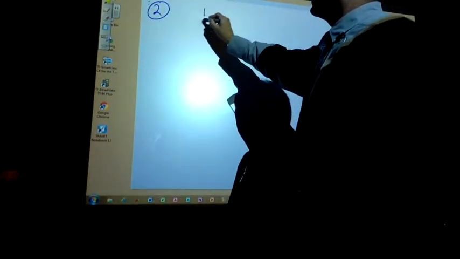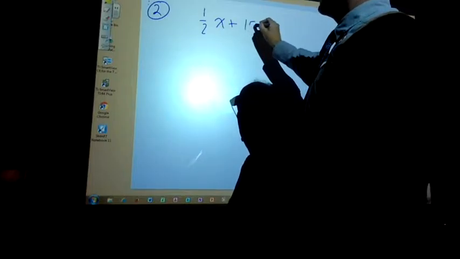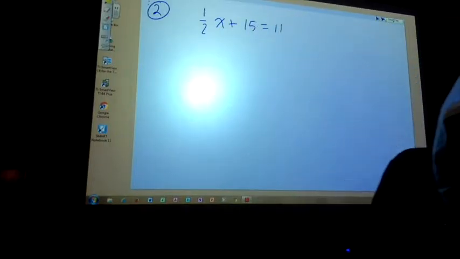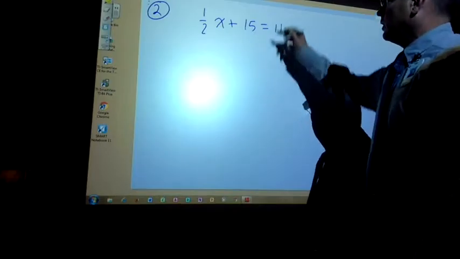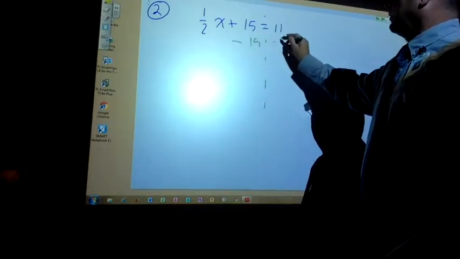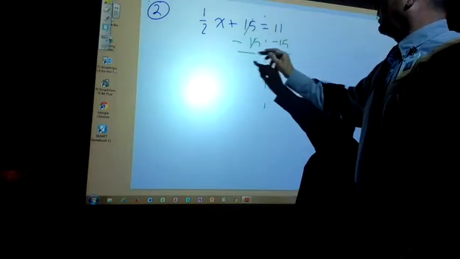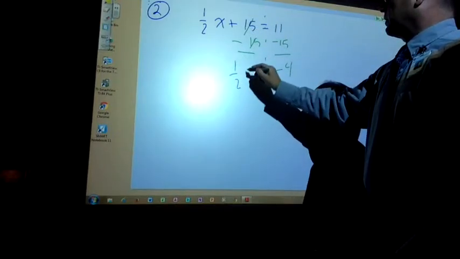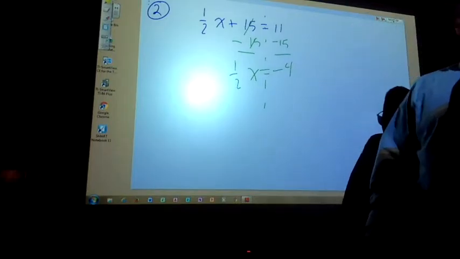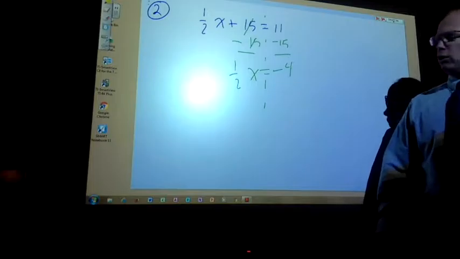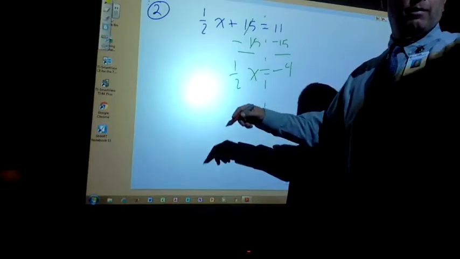1/2 x plus 15 equals 11. I think I could subtract 15 from both sides first. What do you think? Is that all right? So let's do this. Subtract 15, subtract 15. -4, thank you. And I get 1/2 x is equal to -4. What would I have to do to both sides now? Multiply by 2, divide by half, yeah.